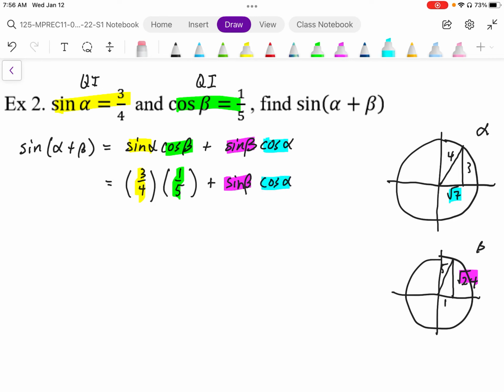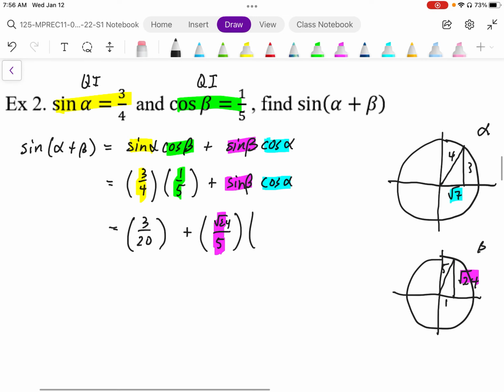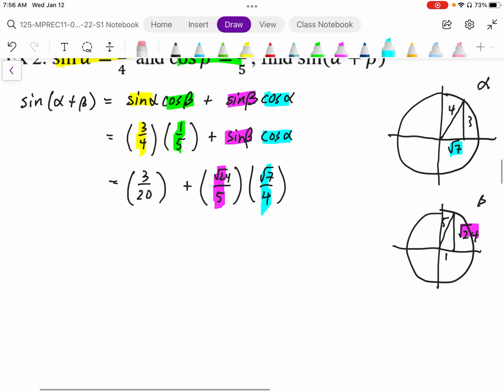So now I can just replace all this with numbers and work out the actual value of sine alpha plus beta. So this works out to be 3 over 20 plus sine beta, which is root 24 over 5. It comes from over here. And then cos alpha, take a look at the alpha diagram, is root 7 over 4. So that's going to be my cos alpha, and then I can just simplify this expression.